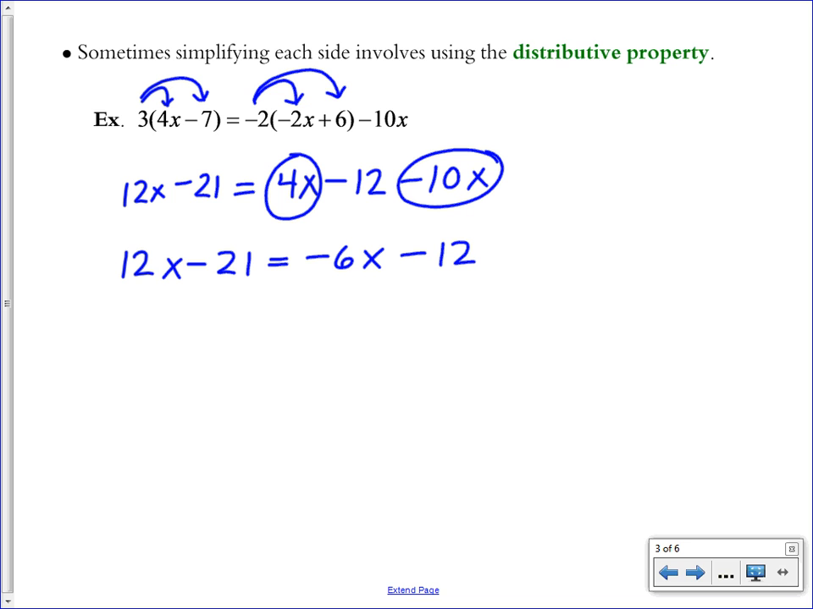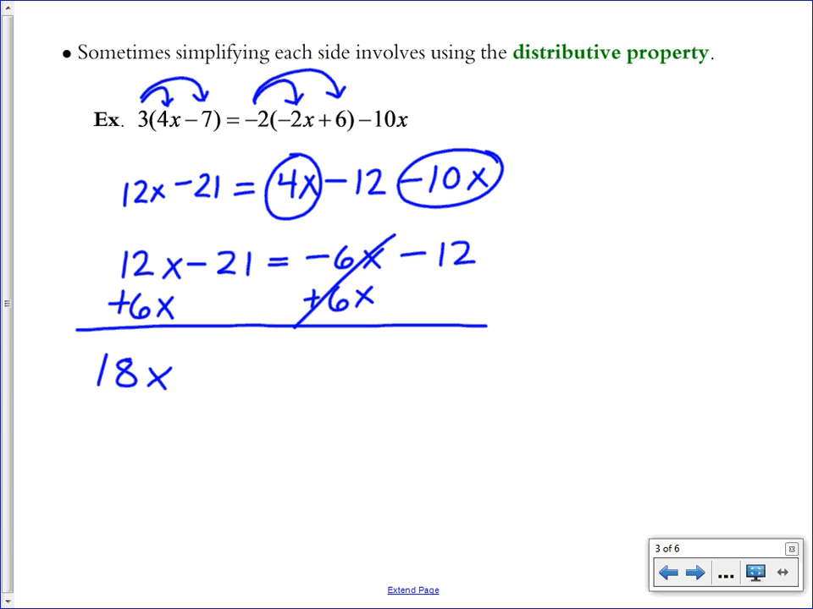Now I can get my x's on the same side. So I have fewer x's on the right. It's negative 6x. I'll move those by adding 6x. Line it up with the like term. These will give us 0. 12x plus 6x is 18x. Bring down the minus 21. Bring down the equal sign. On the right, we just have a minus 12.